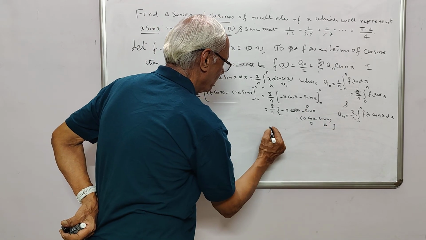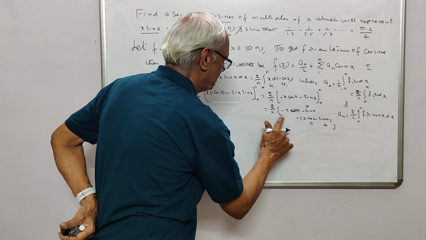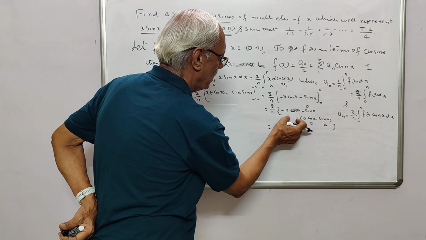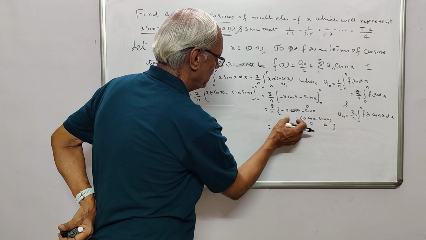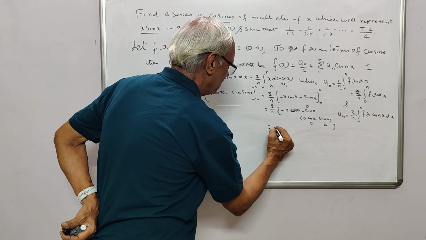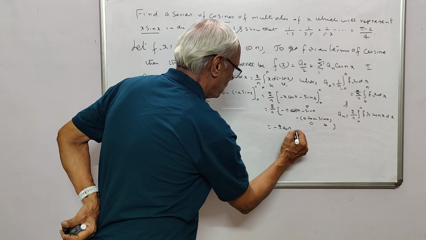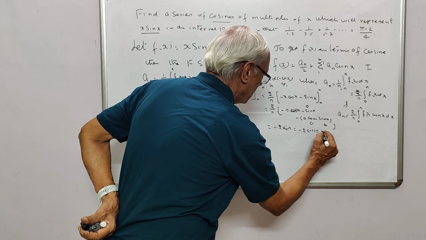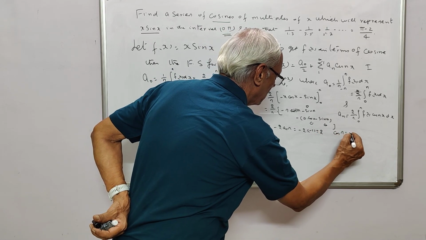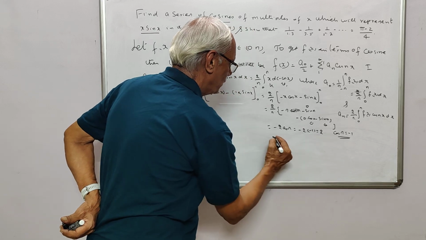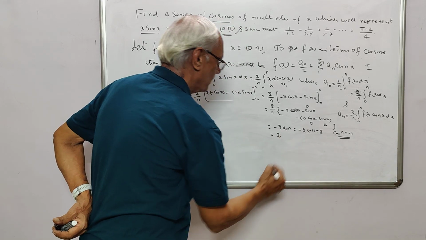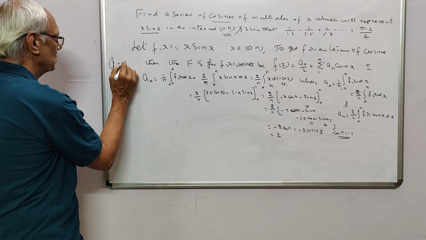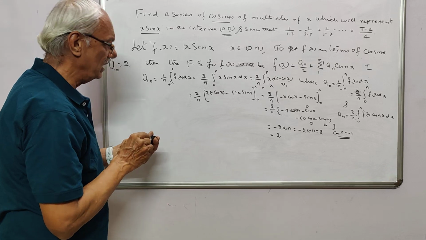So you are left with what? Minus into minus will become plus. So it is minus 2 into cos pi, and cos pi is minus 1. So you get this to be equal to 2. So what is the value that you are getting here? So a naught is equal to 2. So this is what we get for the first one.